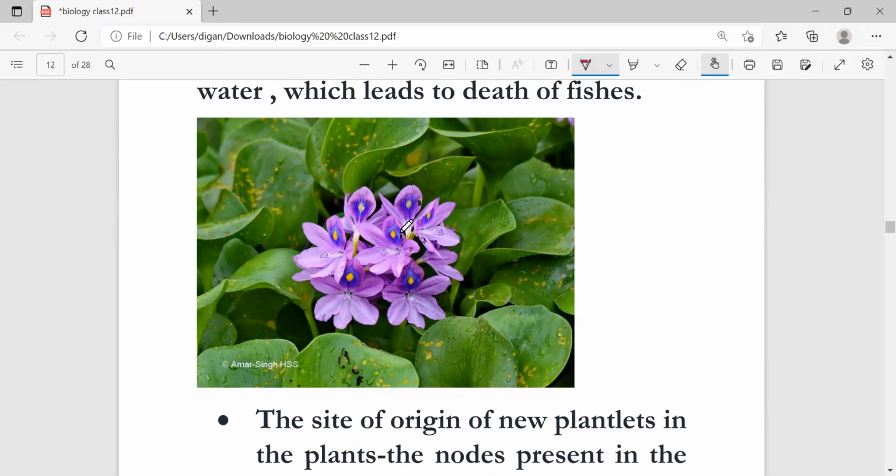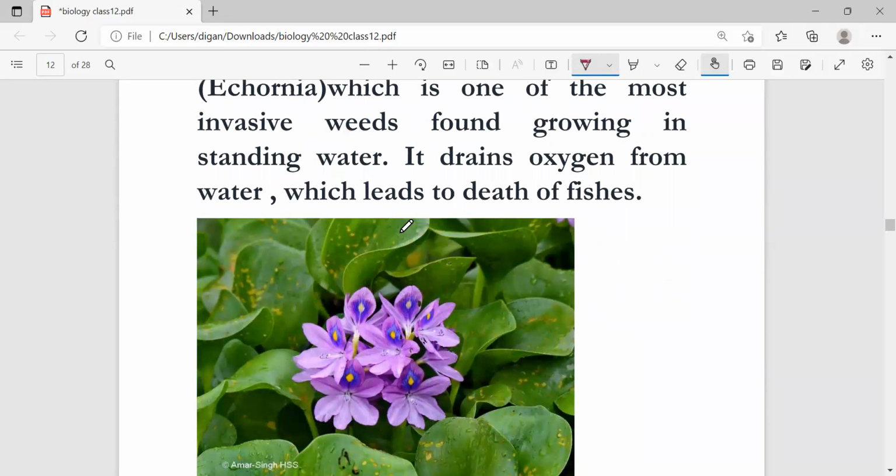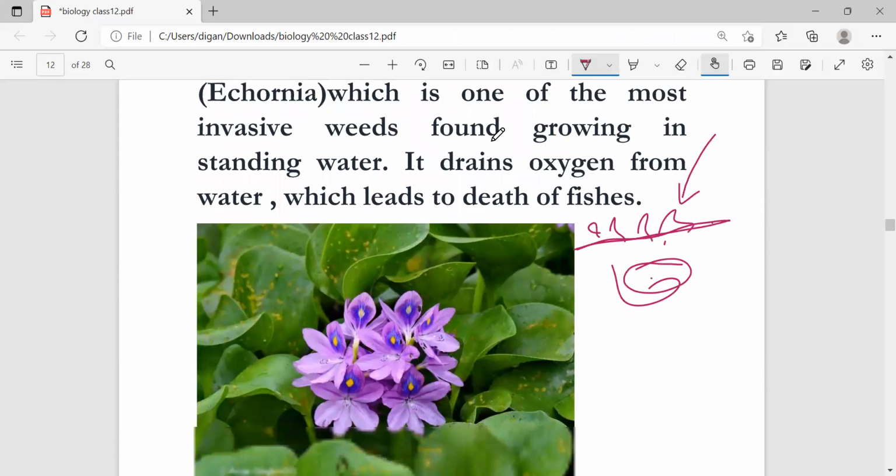Why is it called the terror of Bengal? Because it will cover the whole surface. Suppose this is the structure of a pond, it will cover the whole surface, and as a result the sun rays cannot enter the water, and there will be a deficiency of oxygen, and as a result the aquatic animals and plants present there die. That's why it is known as the terror of Bengal.